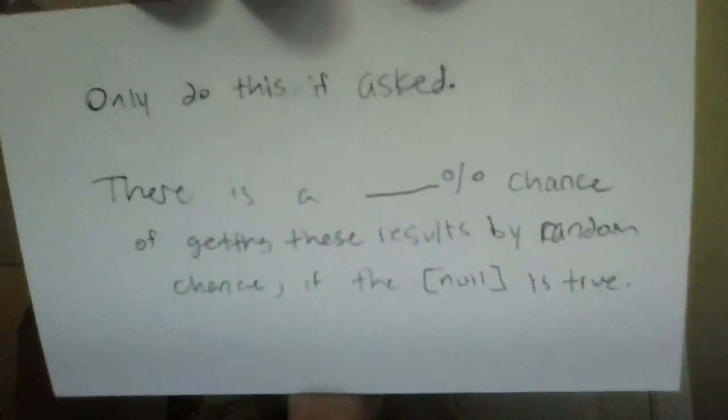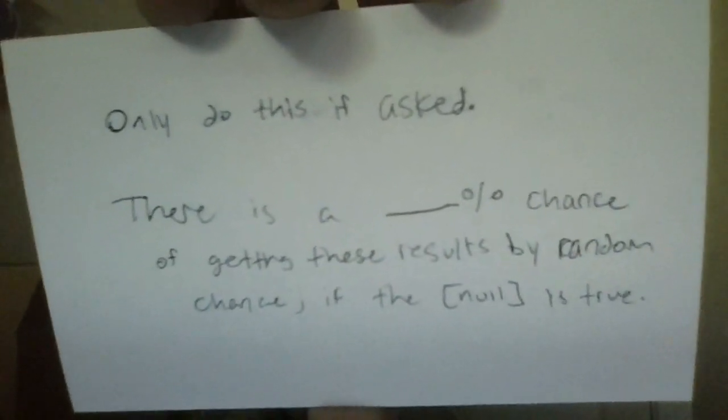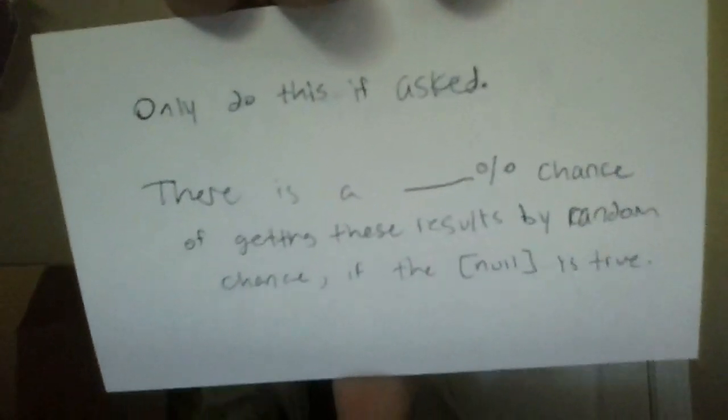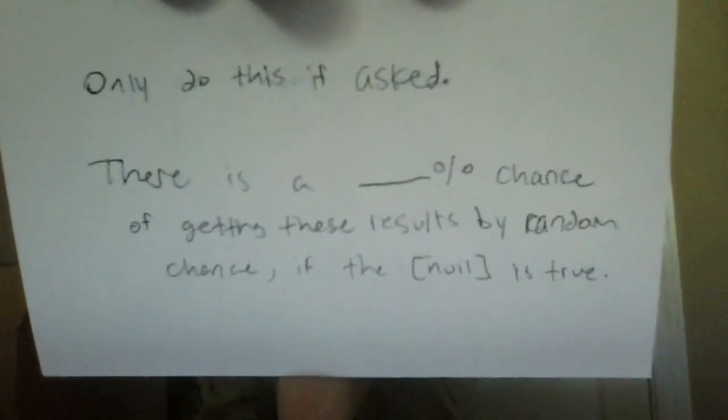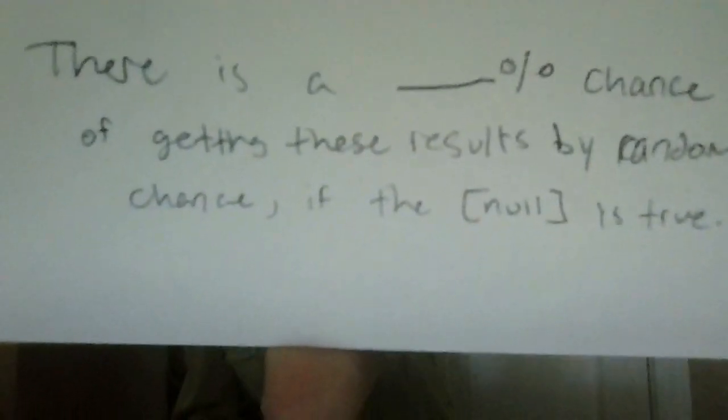And how do you get that percent? You just change the decimal you got of the p-value to a percent. That % chance of getting these results by random chance if the null hypothesis is true. Don't say null hypothesis. I put that in parentheses because you need to actually say what the null said. So the proportion equals 0.5 or something.